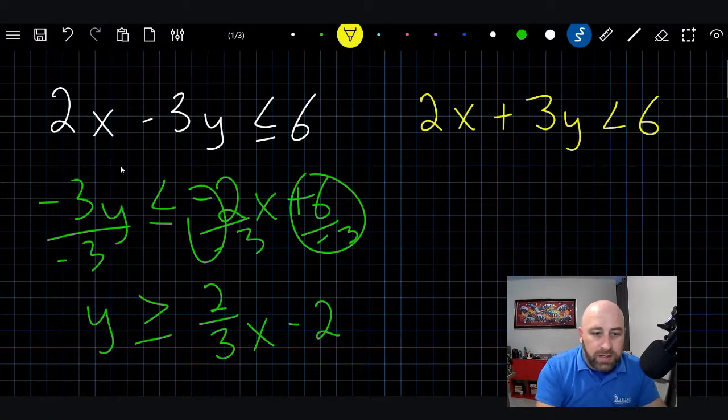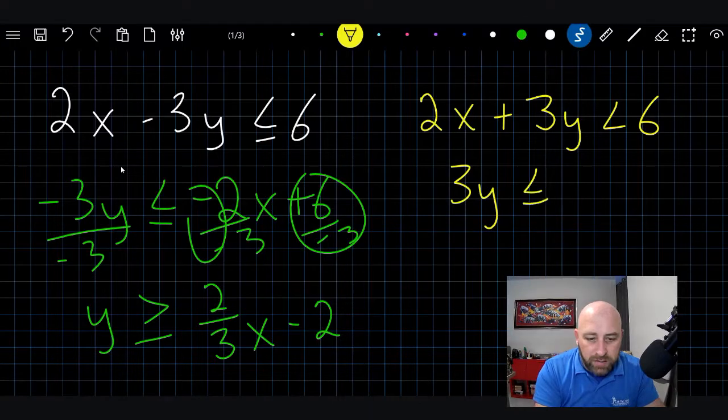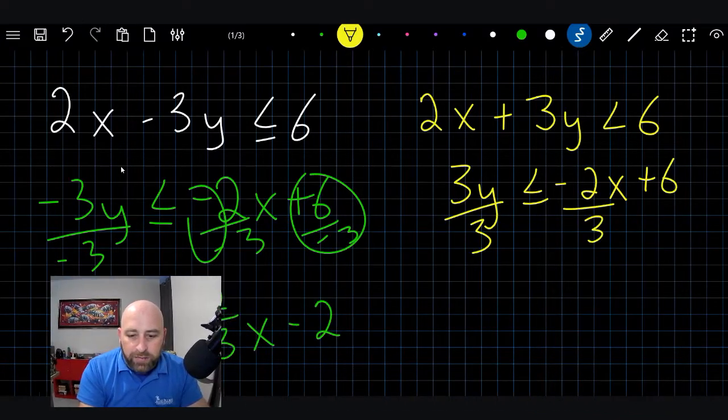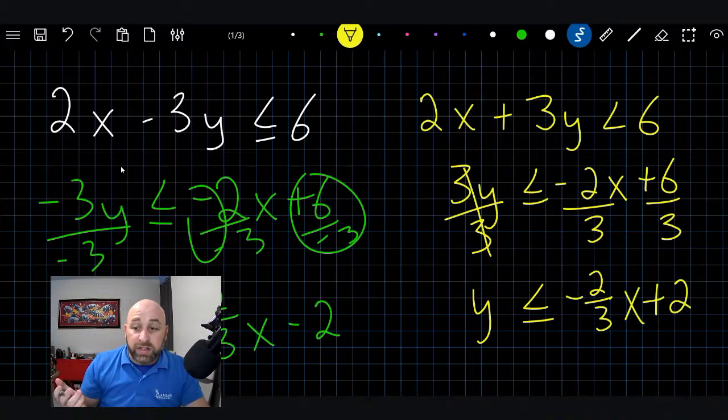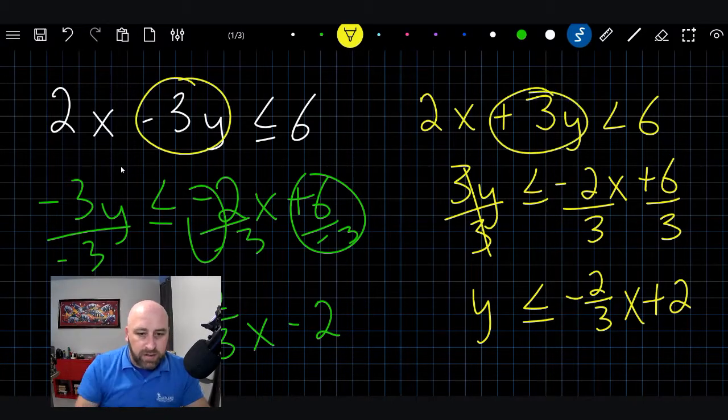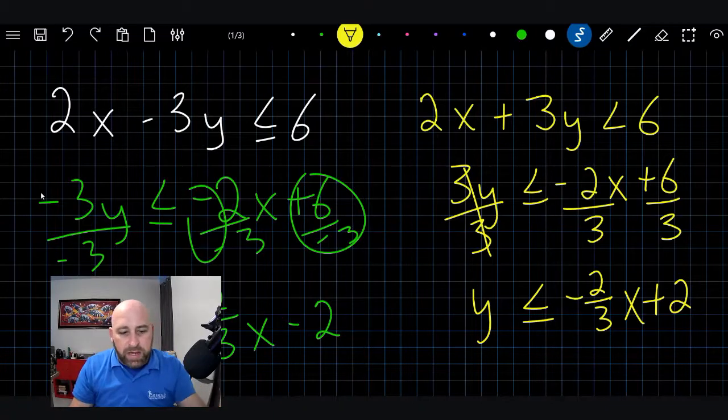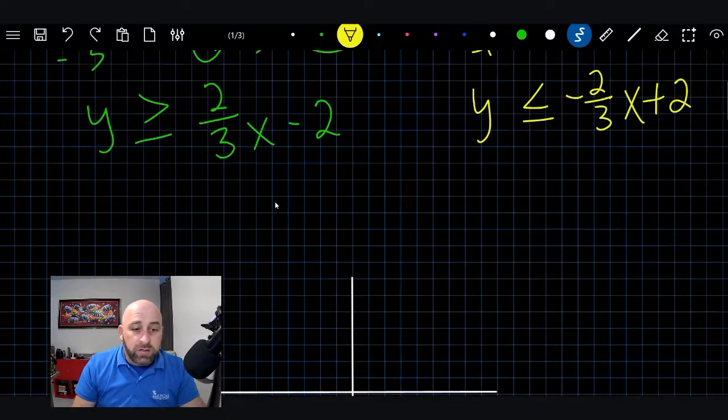Now let's solve this yellow one. Again, just moving this over to the other side. Divide everything by 3. We don't have to flip the sign this time because it's not a negative. Y is less than or equal to negative 2/3 x plus 2. Notice that these are very similar. Really the only difference was this negative sign, but they came out different. One has a negative slope, one a positive slope, and they have different y-intercepts. One is a negative 2, one is a positive 2. So let's go ahead and graph these.